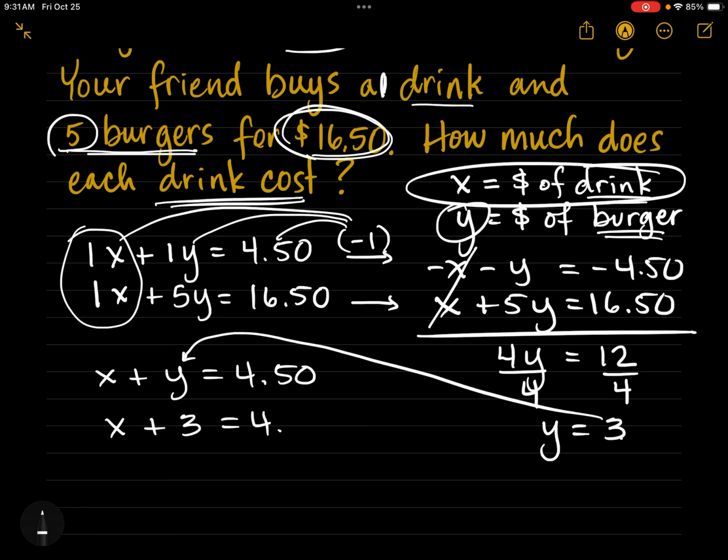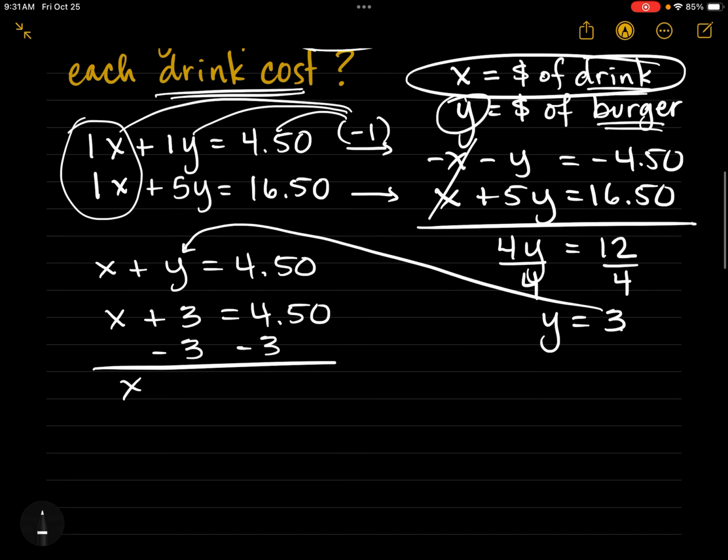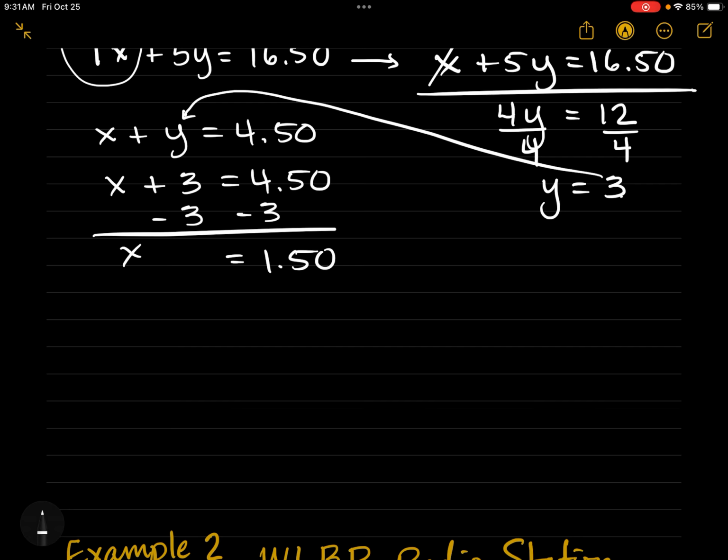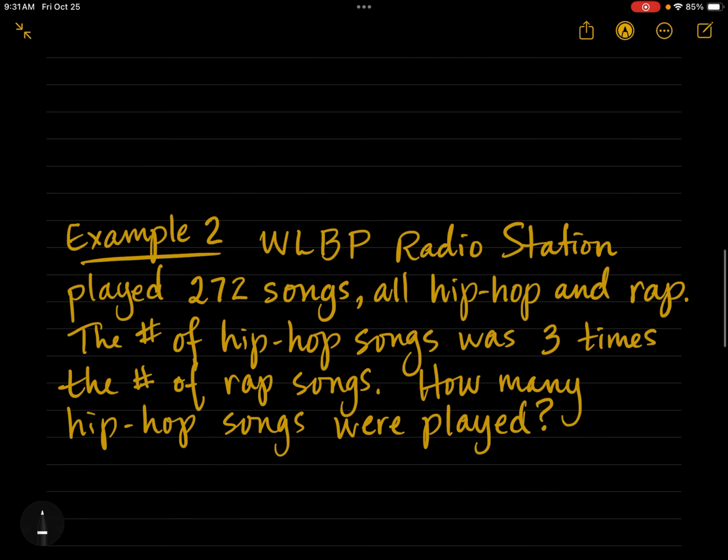So I get x plus 3 equals $4.50. And now, if the burger is $3, notice that leaves $1.50 for each drink. So now I want to answer the question and say each drink costs $1.50. All righty. Let's look at the next example.